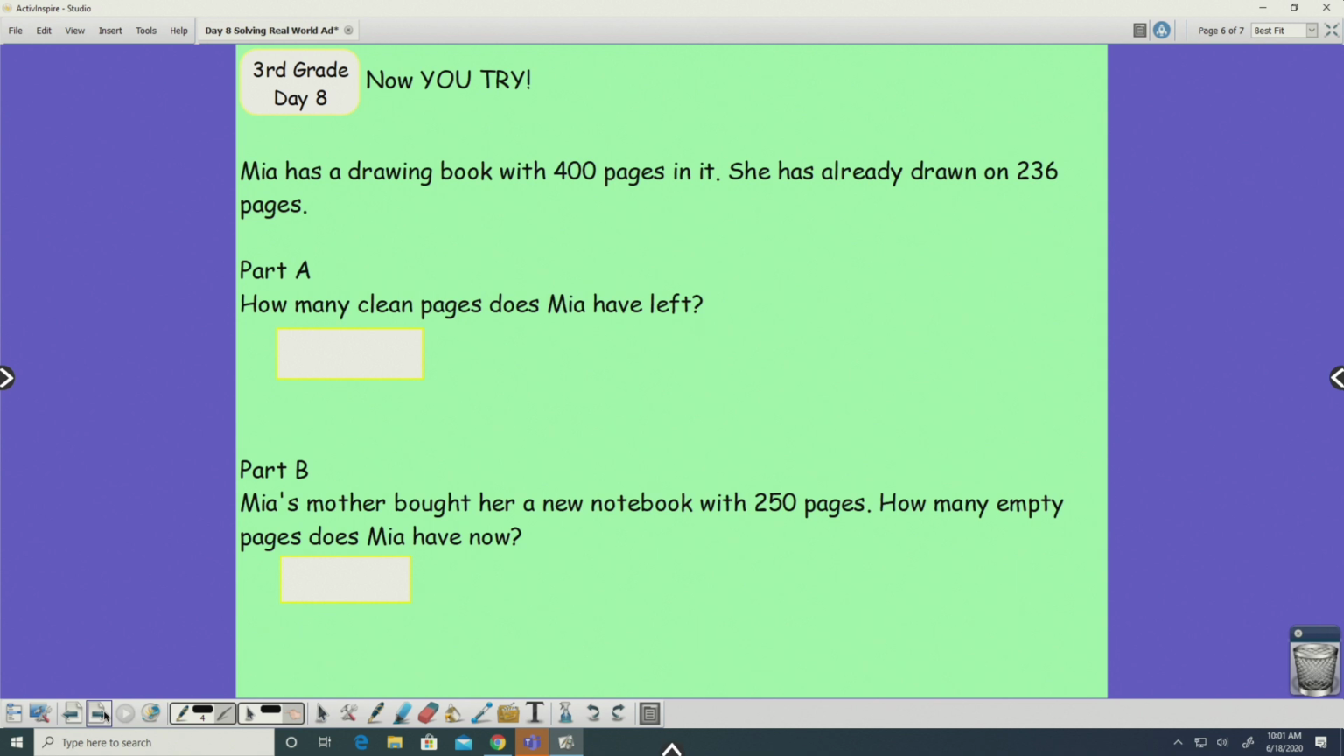So think about that. And then down here at the bottom, it says Mia's mom's going to buy her a new notebook with 250 pages. How many empty pages does she have now? So I'm going to have to use my answer for this part to help me with this part. So take just a minute and let's see how you do with this.